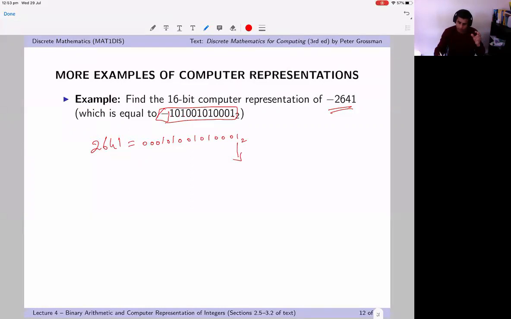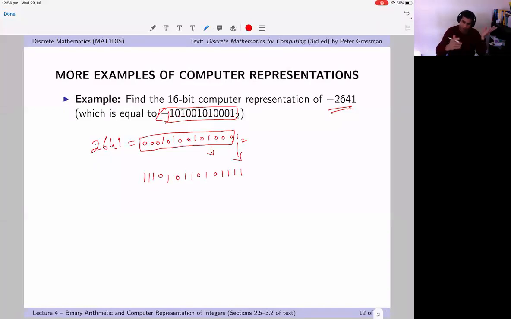So I would keep this first one as it is, and then all of these numbers, I would just switch them. If it's 0, I will convert that to 1. If it is 1, I convert that to 0. So what I would have then is 1, 1, 1, 0, 1, 0, 1, 1, 0, 1, 0, 1, 1, 1. So this is my 15-bit representation by 2's complement.